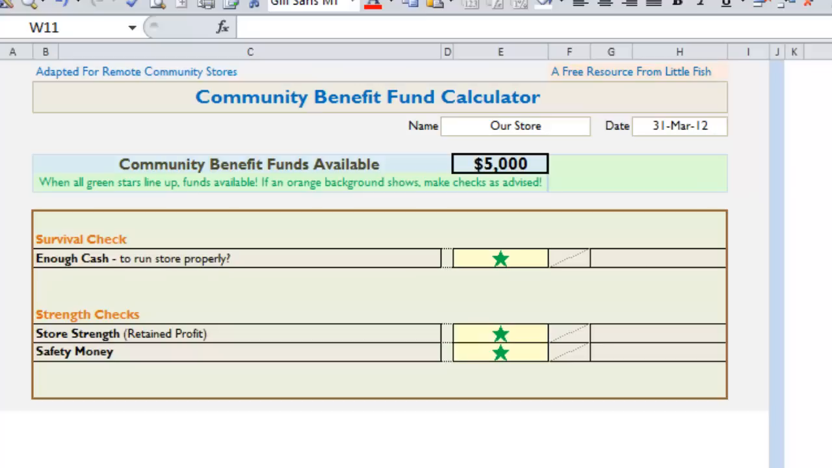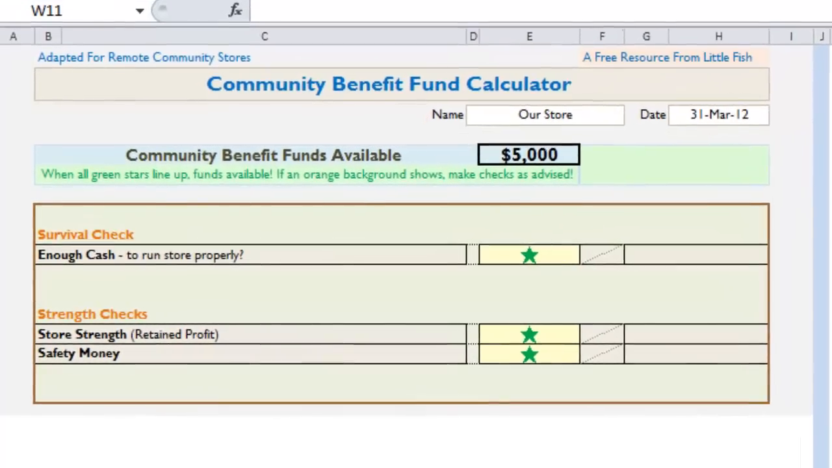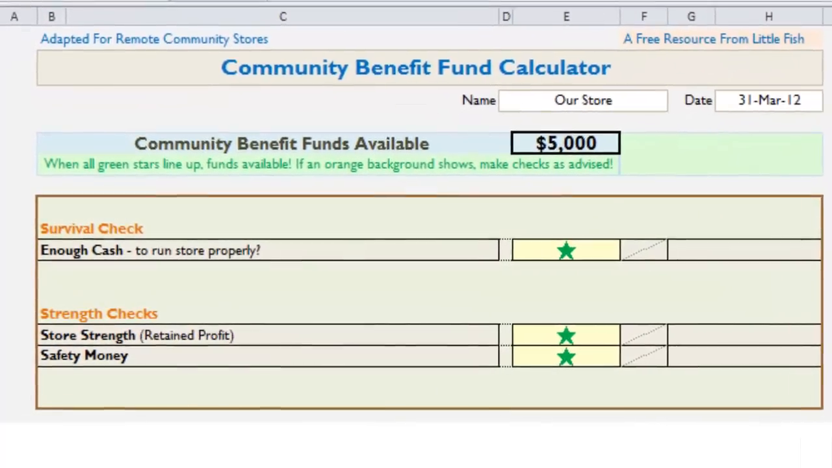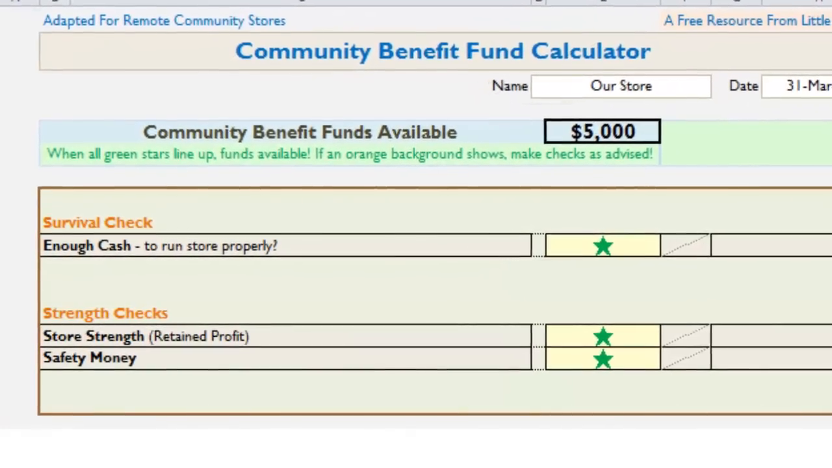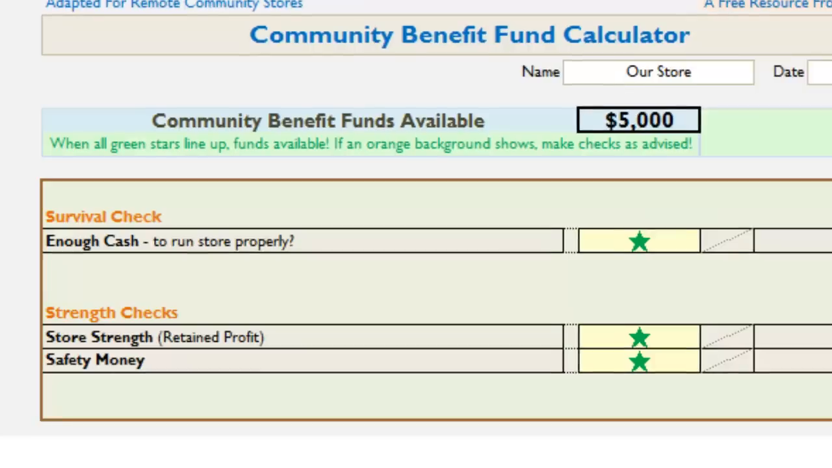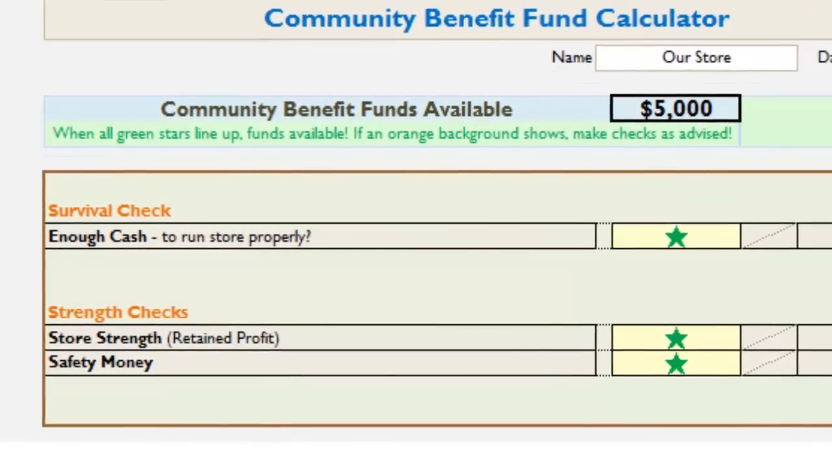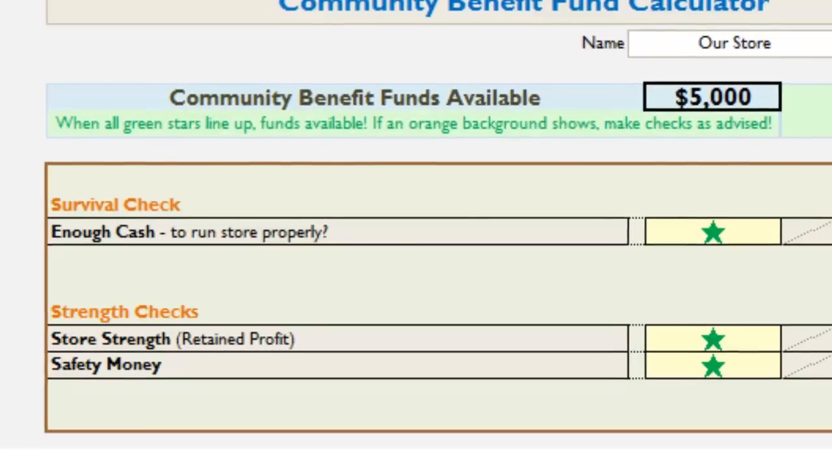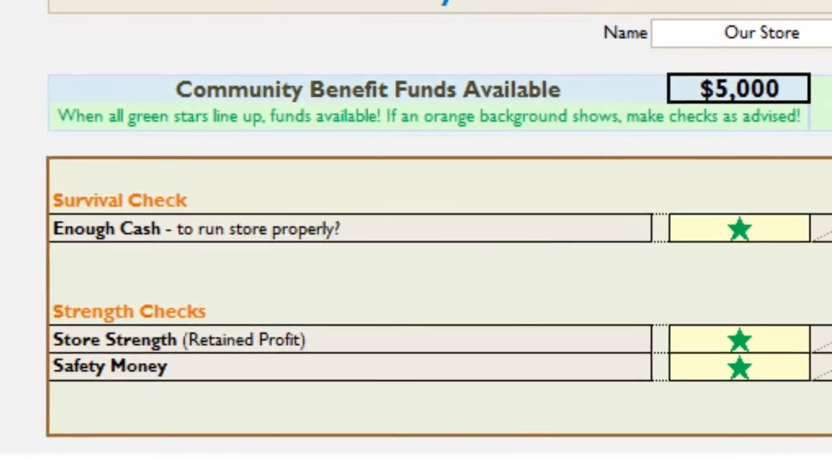Community Benefit Fund means the profits from the store that can be taken out as cash by the owners, or that can be reinvested back into the store by the owners. There's a great lack of clarity around what retained profit means, how to measure the strength of a business, and when cash can be safely taken out without increasing risks. So we've developed this calculator, and it's got features that will be very useful for you.